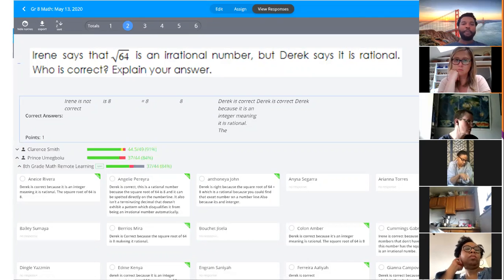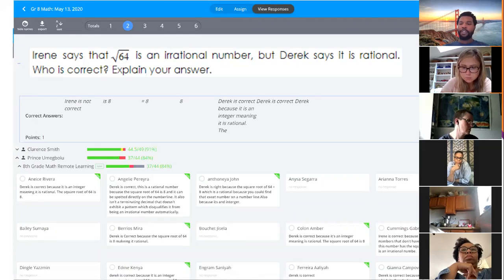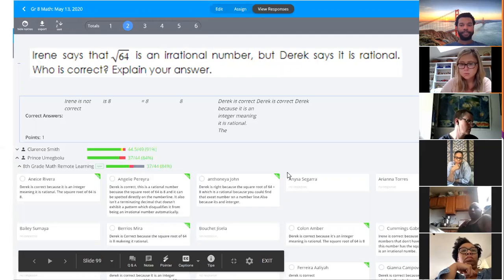So we can format Go Formative to automatically give a correct answer if a scholar says, "8 equals 8, Derek is correct." And then we also had an error where it said Irene is correct, so it gave us a misnomer. But I had to go back and input all of those personally. See where Gabby Cummings said that Irene is correct. I had to actually give her some feedback on that. So if you can go to the next slide.